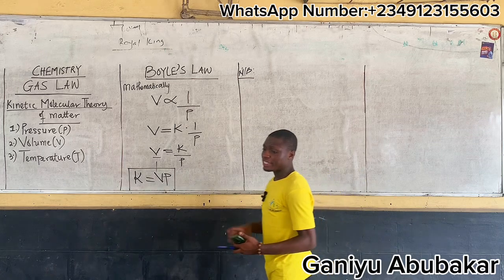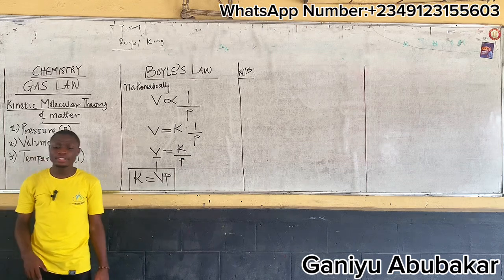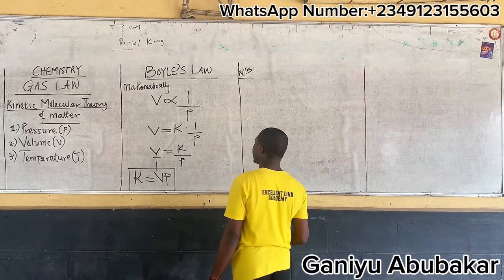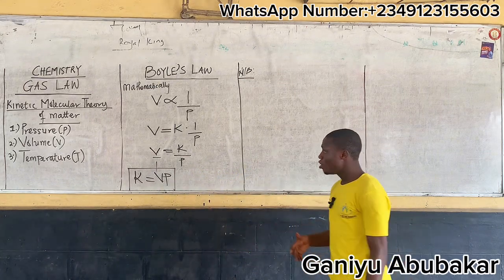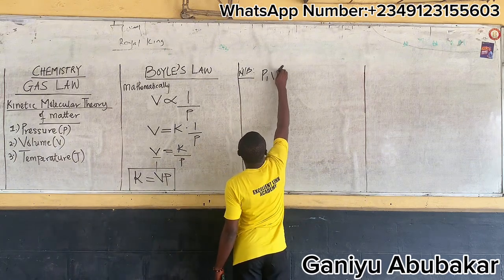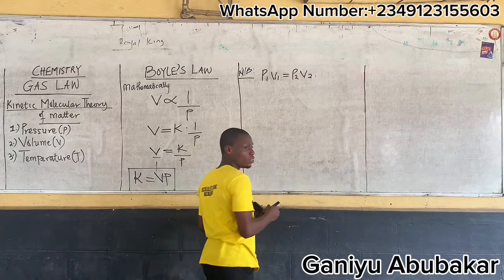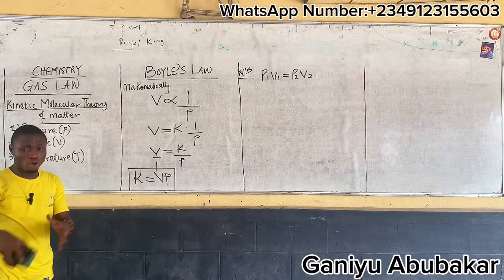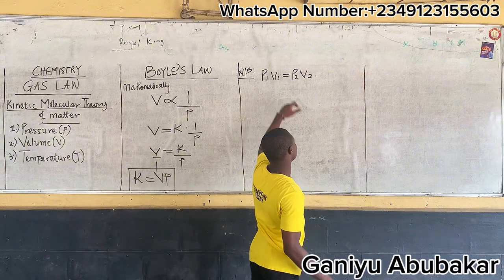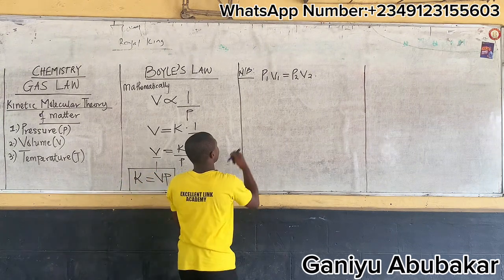If the temperature is kept constant, Boyle's law can also be expressed as P1 V1 equal to P2 V2. Let's define the parameters.